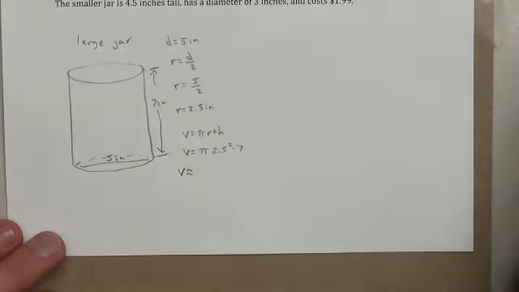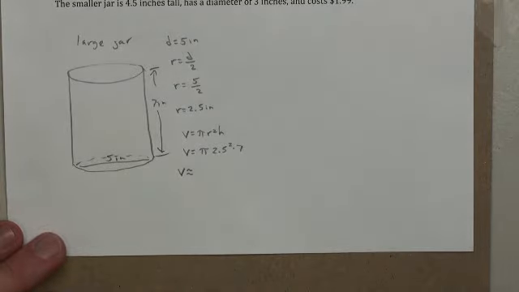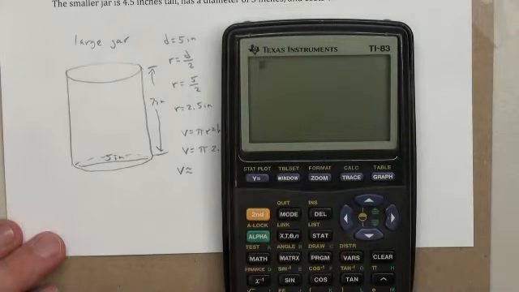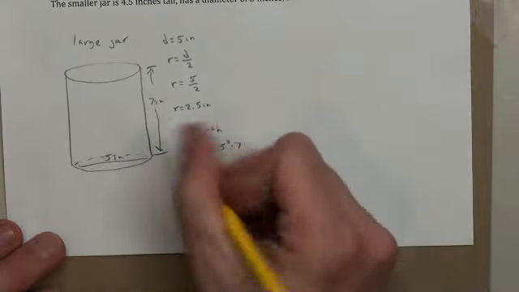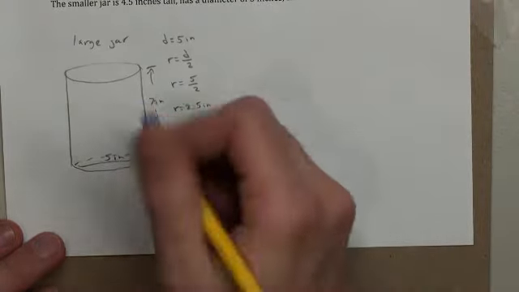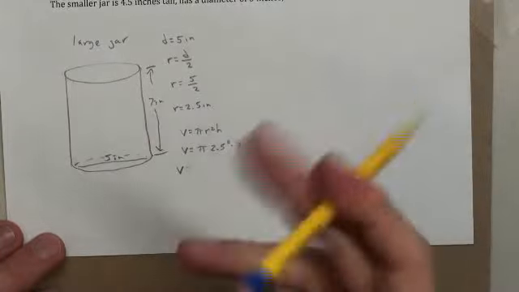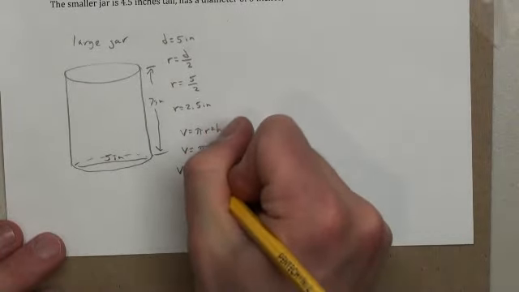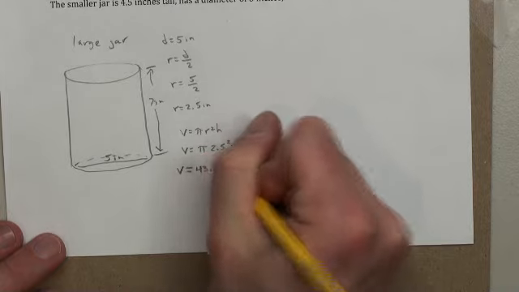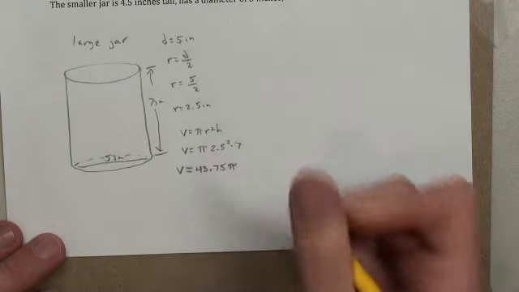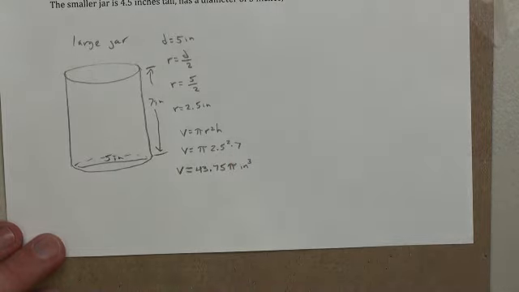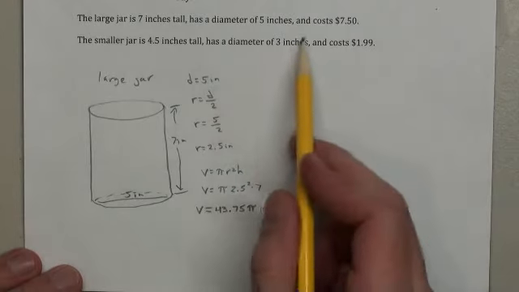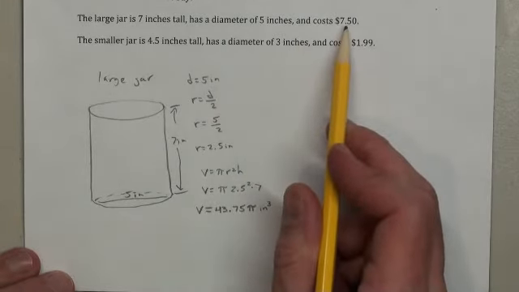Okay. Let me think here. We're going to leave pi for now. 2.5 squared times 7 is 43.75, and since we're leaving pi for now, we're still equal. 43.75 pi inches cubed. And it costs $7.50.